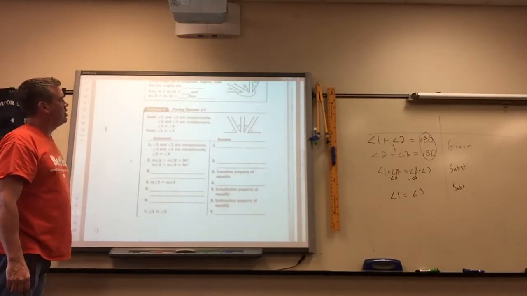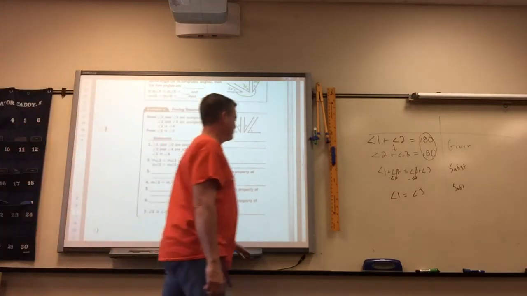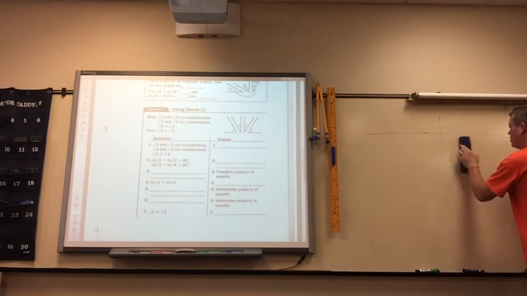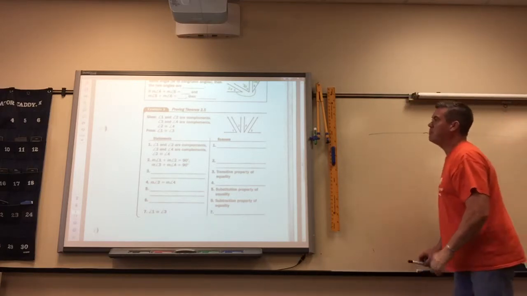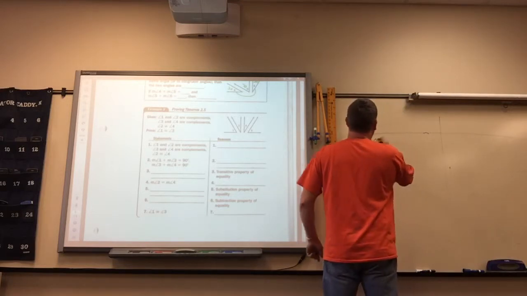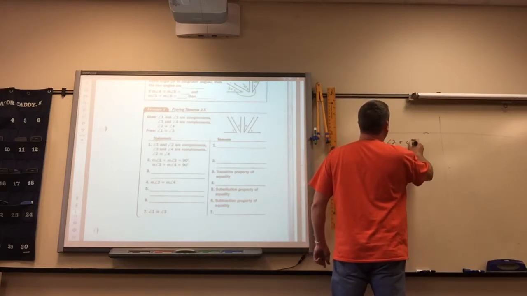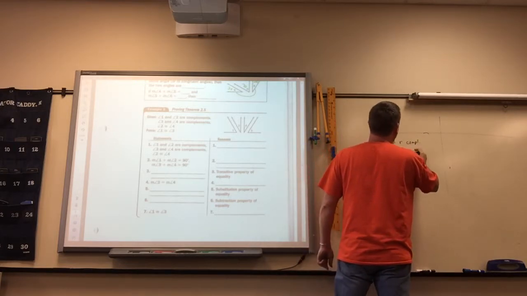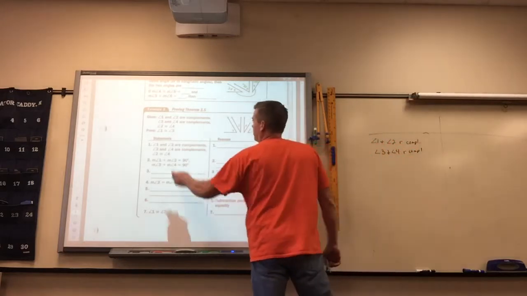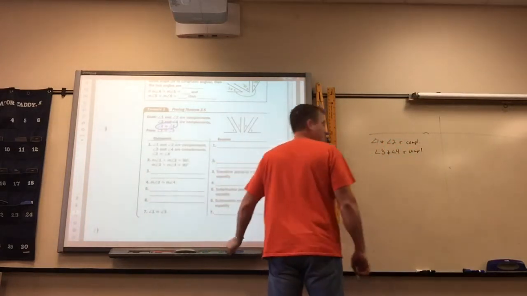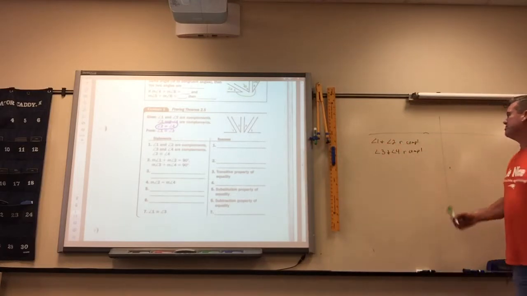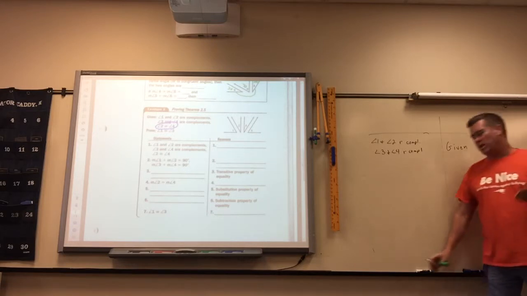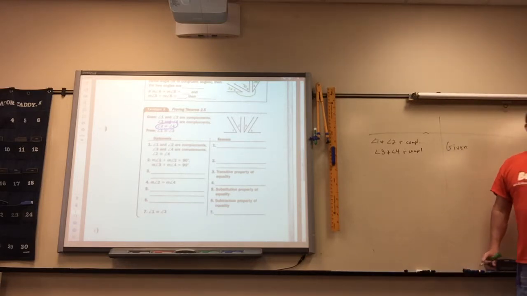Here we've got a long one. And they've got extra stuff in there, so I'm going to show you how to do it a little shorter. Okay, the givens are angle 1 and angle 2 are complements. Angle 3 and angle 4 are complements. I'm going to save this given for a little later. You can put it in right away, but you don't need to. I'll show you why.